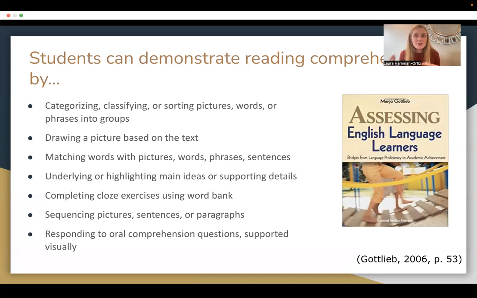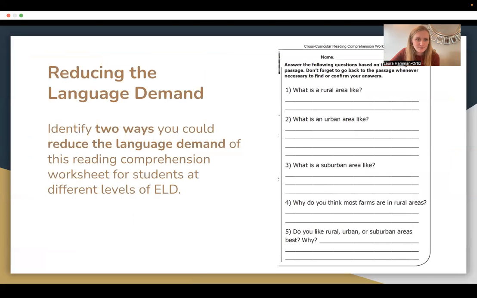So there's a lot of different ways students can show us what they know, what they understood from a text, that still allow us to evaluate their learning without requiring as much language from students, or providing some additional scaffolds as students engage.